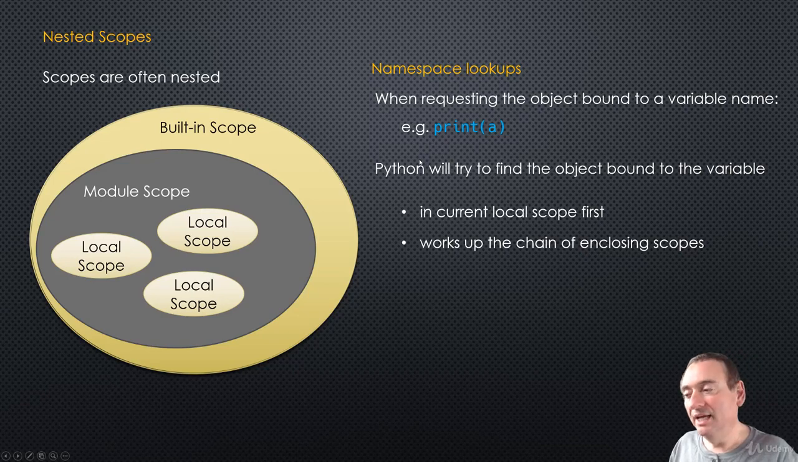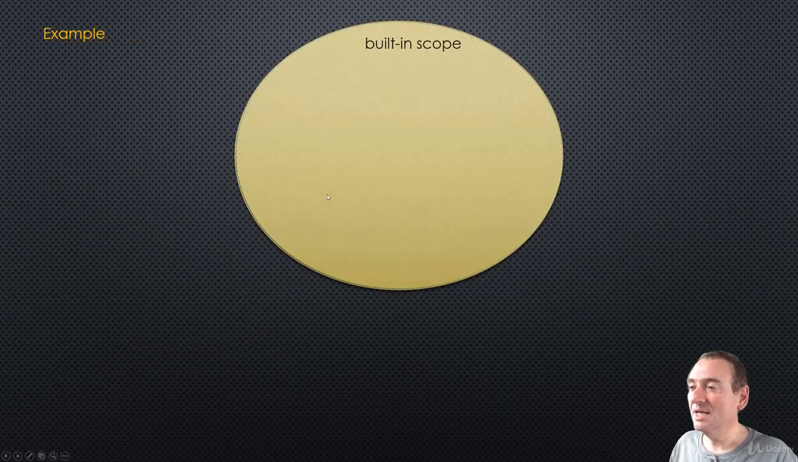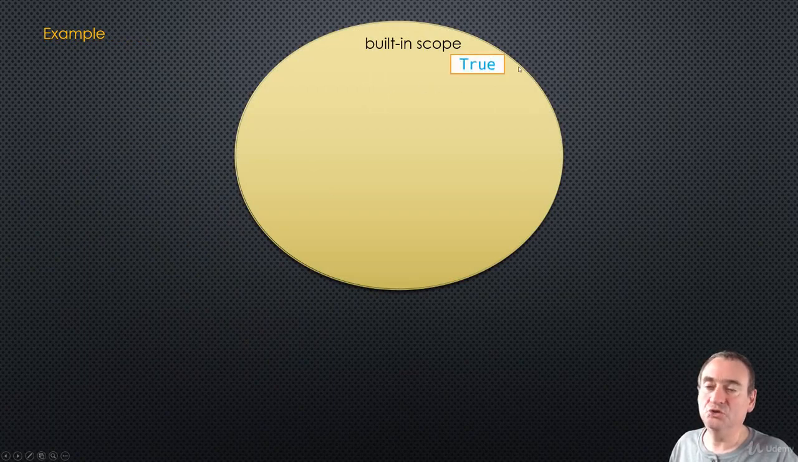Now we'll see in not the next video, but the one after that, we can actually create functions inside functions. So you can have, of course, a lot more nesting than just local to module to built-in. You can have local within local, right? Within module, within built-in. We'll take a look at that. So let's take a look at another example. So the built-in scope contains true, right? We know that true lives there.